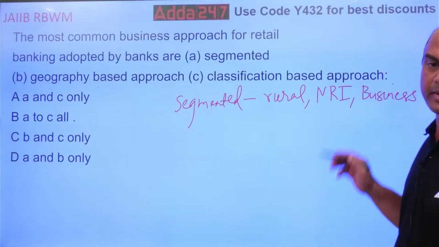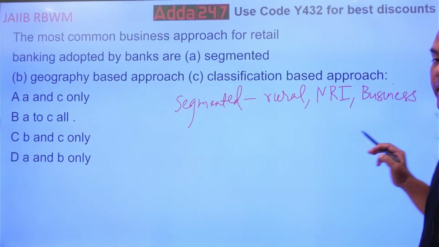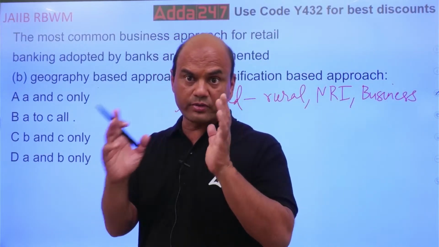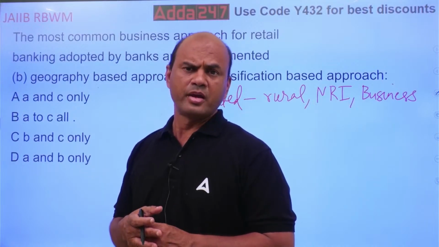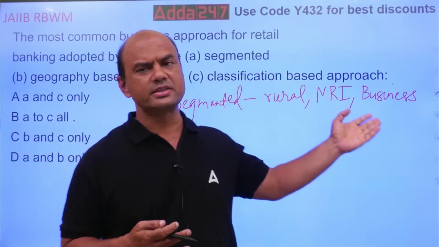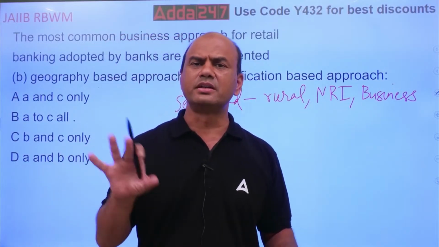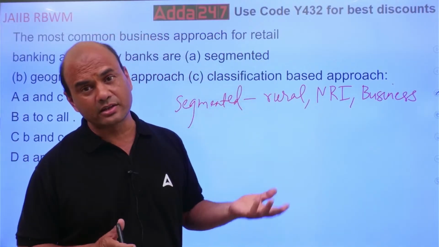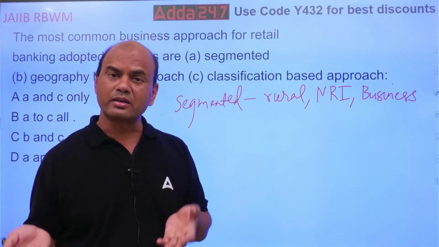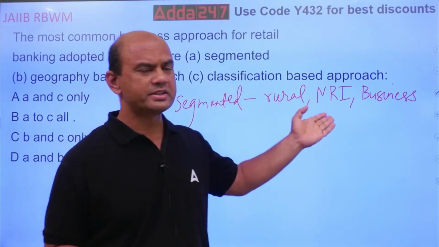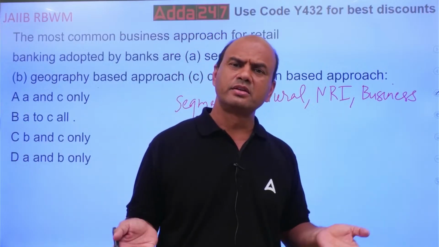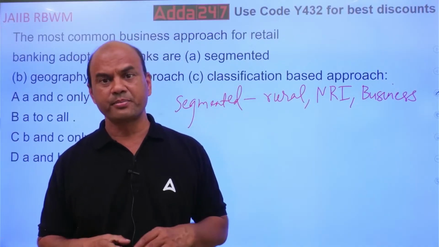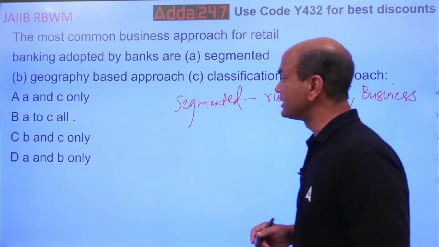So what am I doing? Segmentation. As per the customer base, I am changing the name of that branch and the way of looking at that branch. If it's a business branch, I'll have a lot of current account, lot of CC, term loan, right? If it's a rural branch, I'll have a lot of KCC accounts and a lot of tractor loans. If it's an NRI branch, I'll have a lot of Forex, dollars, FCNR accounts, NRE accounts, NRO accounts, right? That is segmented.